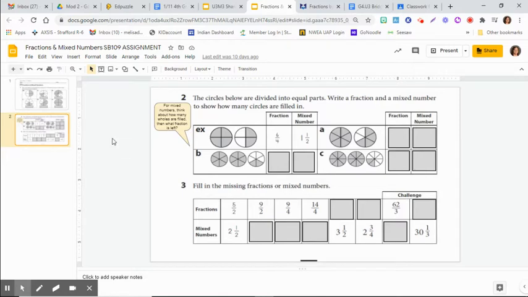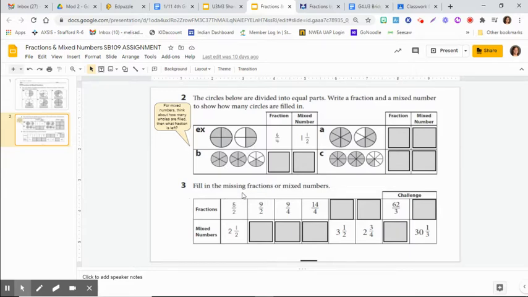Then on the back side, it says the circles below are divided into equal parts. Write a fraction and a mixed number to show how many circles are filled in. For mixed numbers, think about how many holes have been filled and what of the fraction is left. So our example here, the fraction is 6/4. We saw that it was in fourths, and then they counted 1, 2, 3, 4, 5, 6. So 6 goes on top of fourths. The mixed number for that was there was one hole filled in and 1/2 more. Remember that as a fourth grader, 1 and 2/4 would have been fine as well.